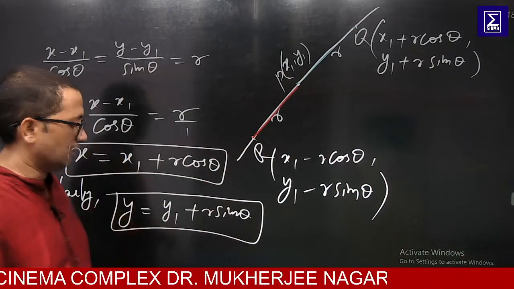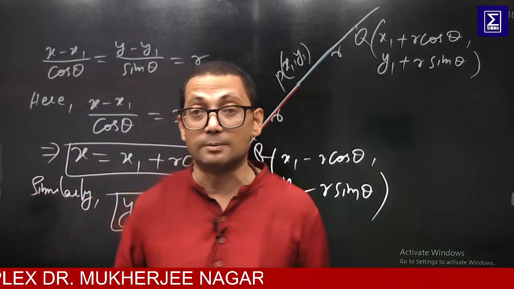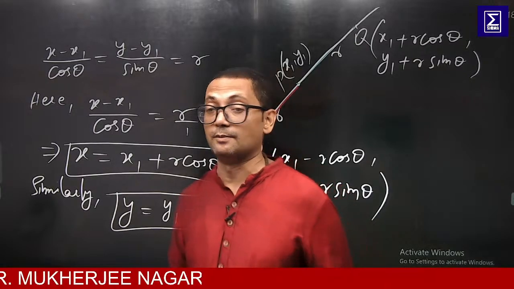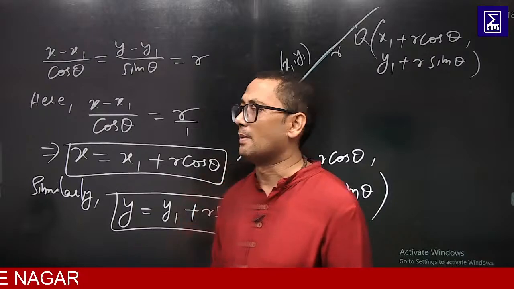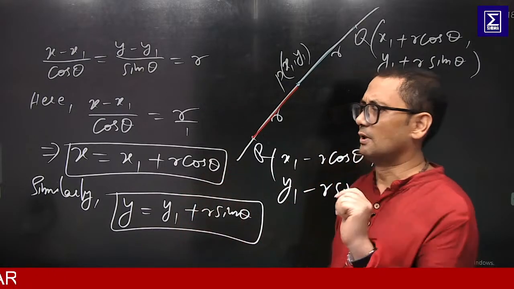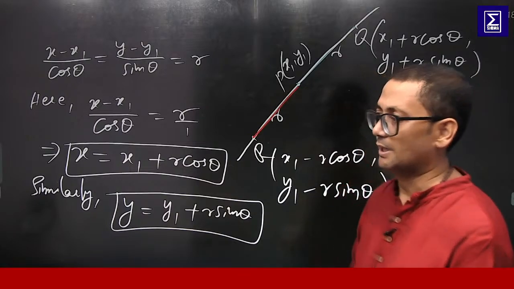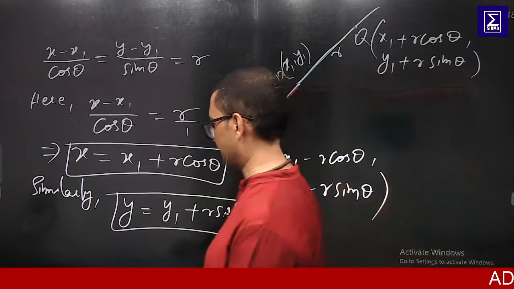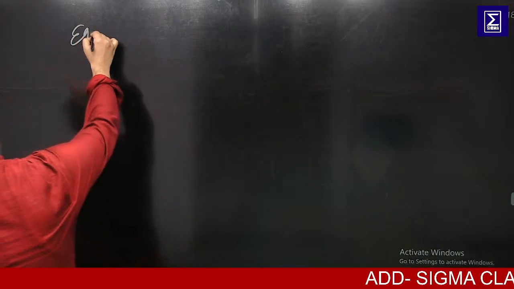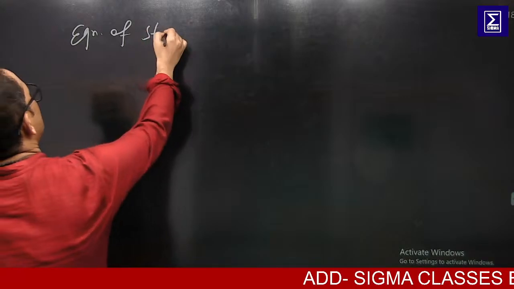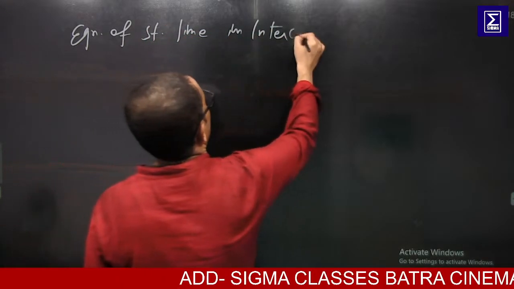So this was all about the equations of the straight lines of all the forms we have discussed, like slope intercept form, 2-point form. We have discussed so many forms. Now one more form that we will discuss is intercept form. So let's see, the next one is intercept form. Equation of straight line in intercept form.